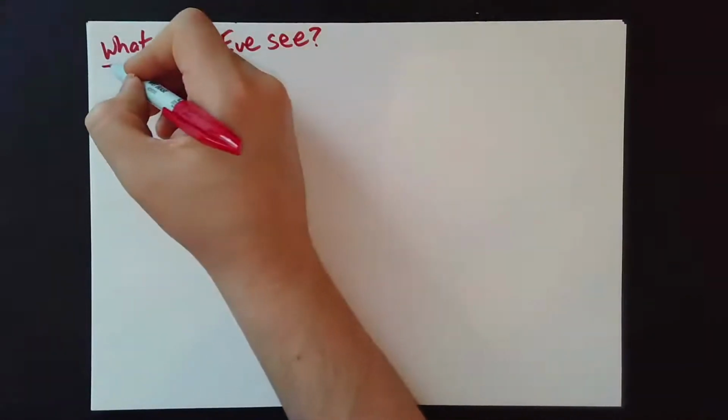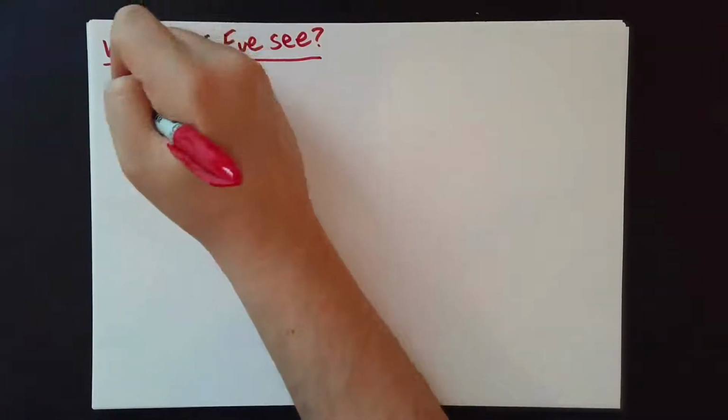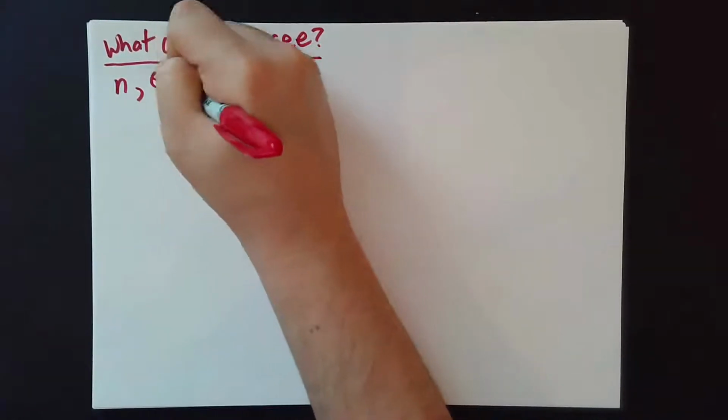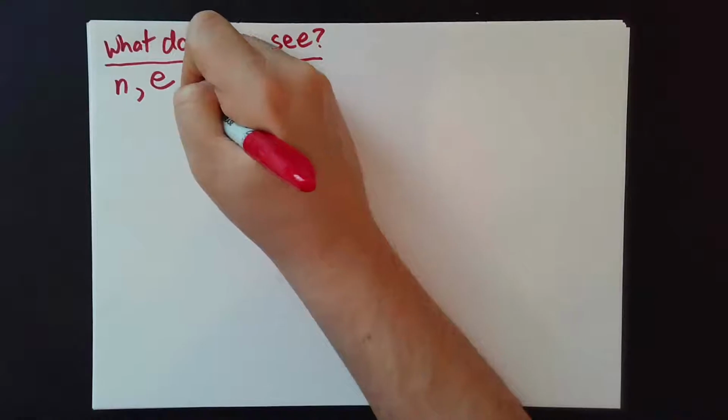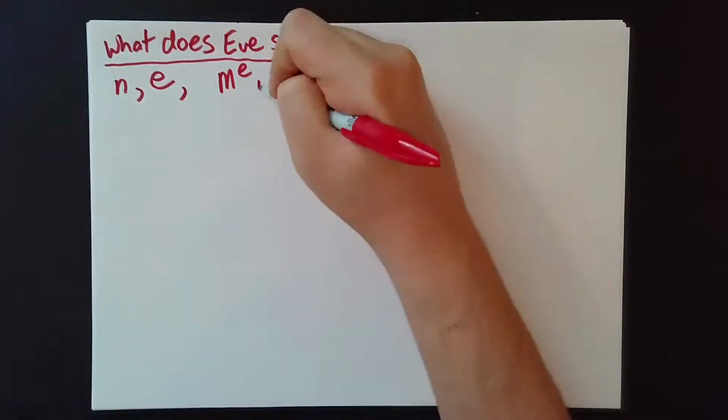So Eve, who is looking on, definitely sees all the public key information. That is, Eve sees N and E, because those are both public. What else does Eve see? Right. Eve also sees m to the e. That is right. So Eve sees n, e, and m to the e mod n.